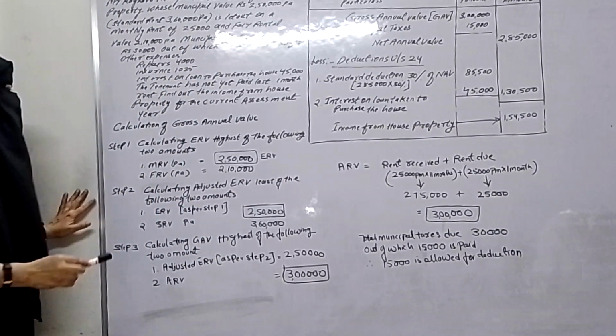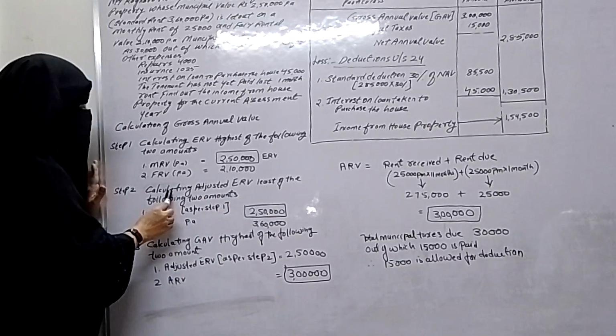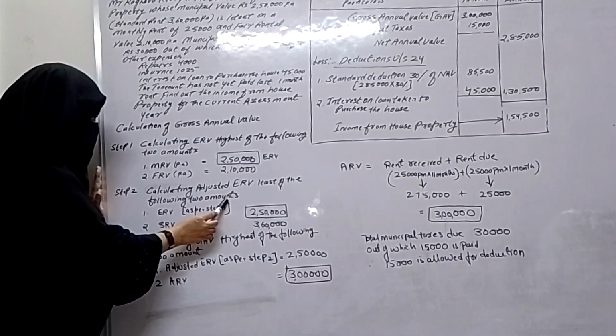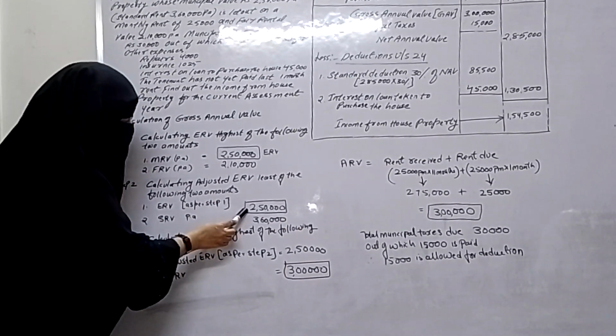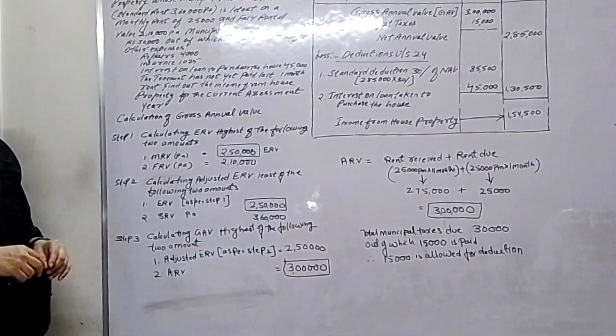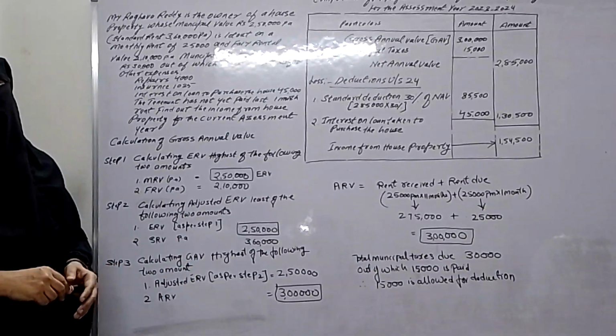In step 2 we have to select the least. Calculating adjusted ERV, the least of the following two amounts. So here ERV, SRV, 2,50,000, 3,60,000. The least is 2,50,000. This least amount is called adjusted ERV.